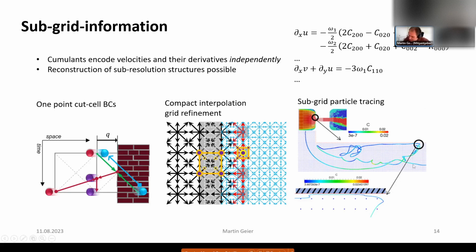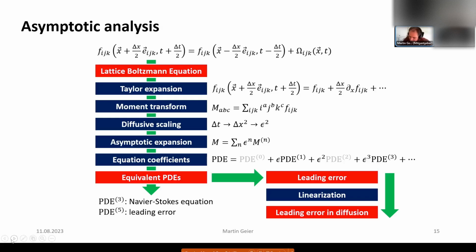And the last thing is we can use this, for example, for tracing a particle. What you see here is a trace line of a particle that goes very, very close to a boundary. These are the lattice nodes, and it's not crossing the boundary. This is something that we've done many years ago.